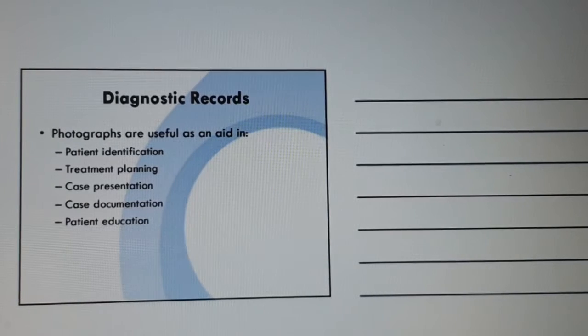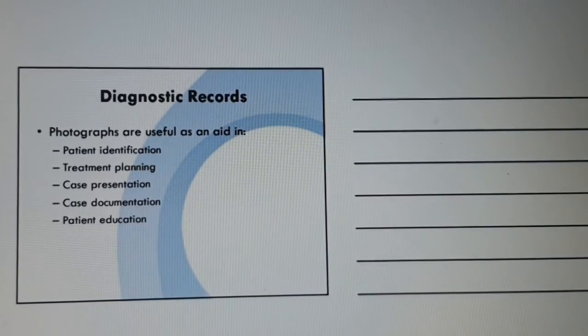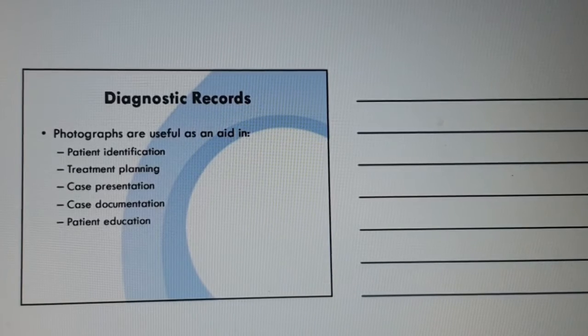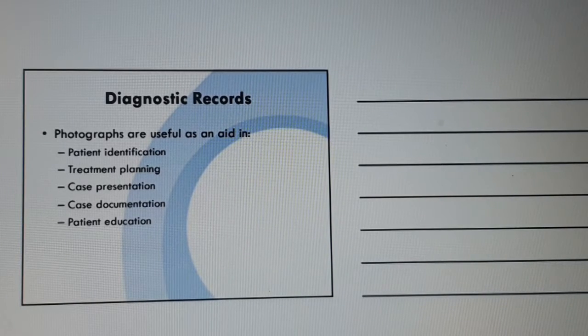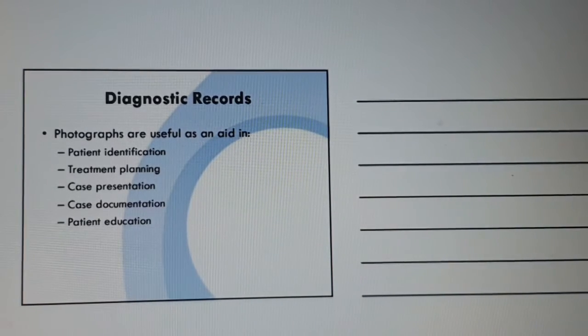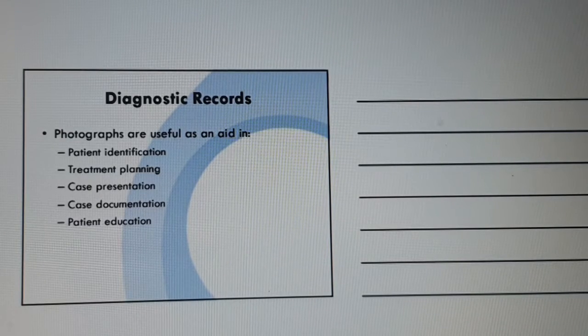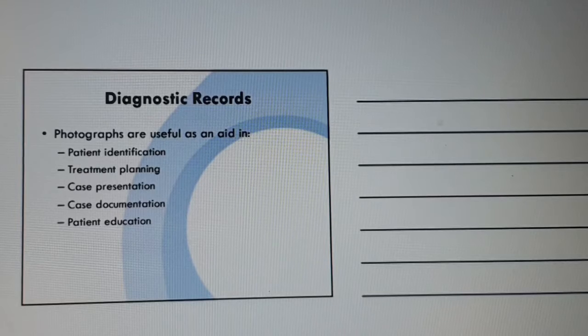Sometimes, especially with orthodontics, just to track the patient's growth and development before and after treatment, we may have to make use of photographs. As we've mentioned in all your previous videos, with photographs, you want to take frontal, lateral, as well as profile pictures of the patient. These are useful as aids in terms of patient identification, so you know whose records belong to whom, treatment planning, case presentation, especially if you're a postgraduate or even an undergraduate student, or discussing patients with your colleagues, for case documentation as well as patient education.